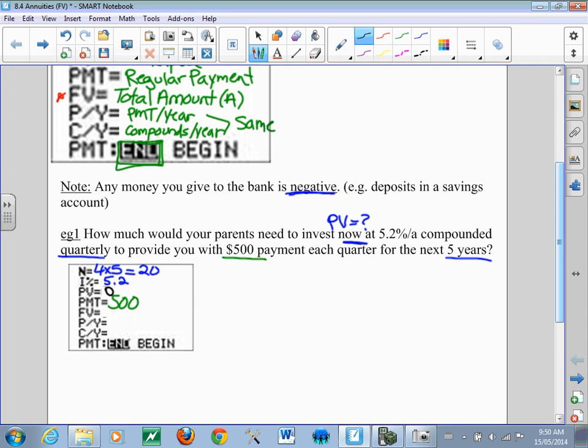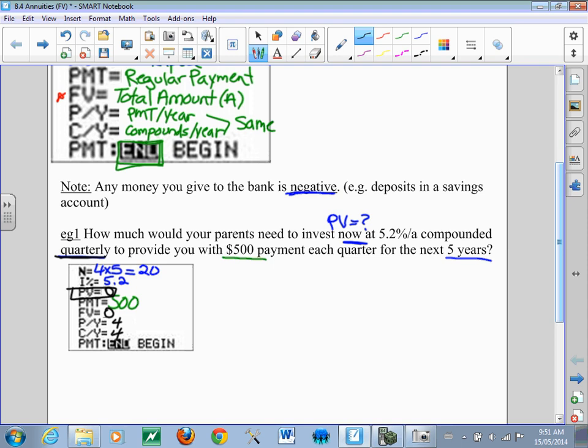So let's put 0 in for now, but we're going to end up solving that later. I'm going to show you how to solve that. And at the end of this, we're not going to have anything left because, hey, you're going to spend all that money. So future value is going to be 0. Compounds or payments per year, it's quarterly. So that's going to be 4. And once you plug one in, you plug the other in.